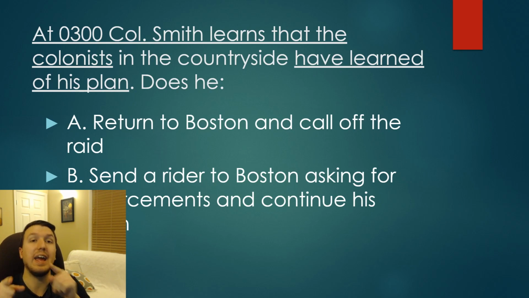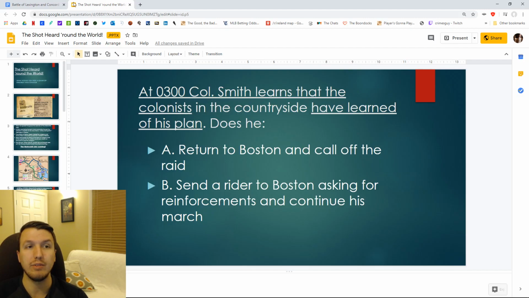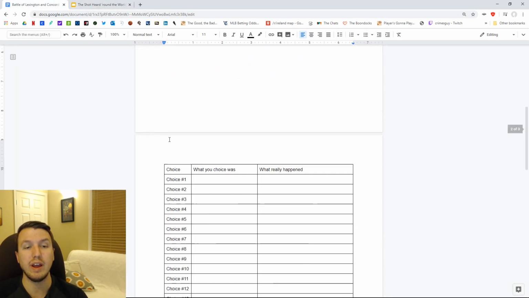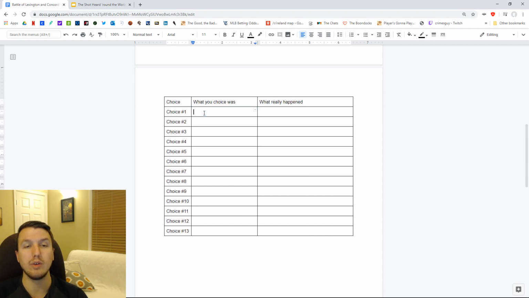Does he, aka you, A, return to Boston and call off the raid, or B, send the rider to Boston asking for reinforcements and continuing your march? So you'll have to, on this sheet, obviously you have 0200, 0300 written down. Under choice number 1, you're going to write down what your choice was, and then what really happened.